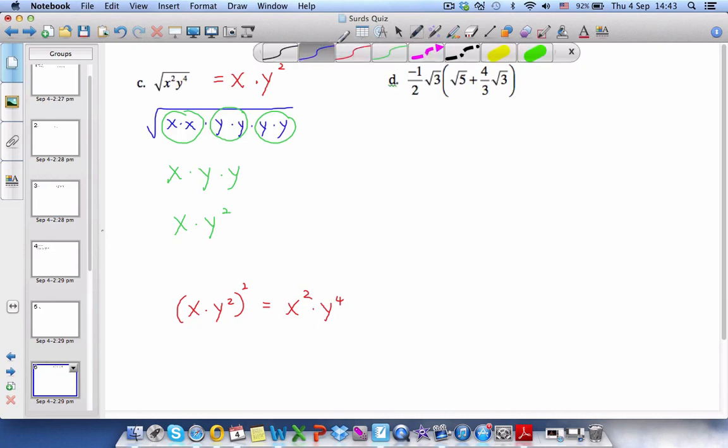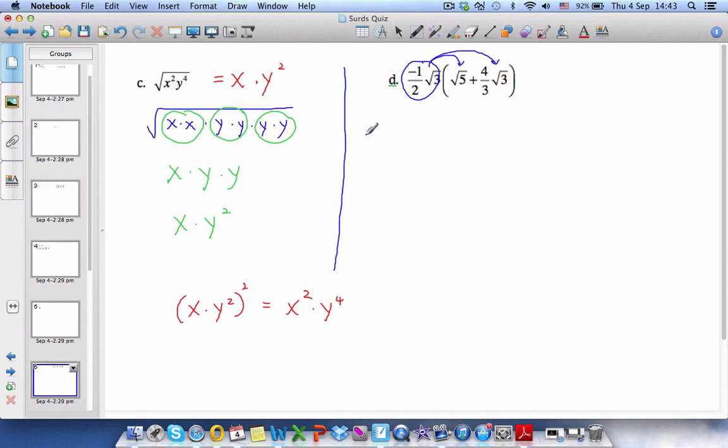All right, now number 2D. Okay, so you're multiplying negative 1/2 root 3 to square root of 5 plus 4 over 3 square root of 3. You have to distribute this to square root of 5 and 4 over 3 square root of 3. So let's do that. Let me draw a line right down the middle.